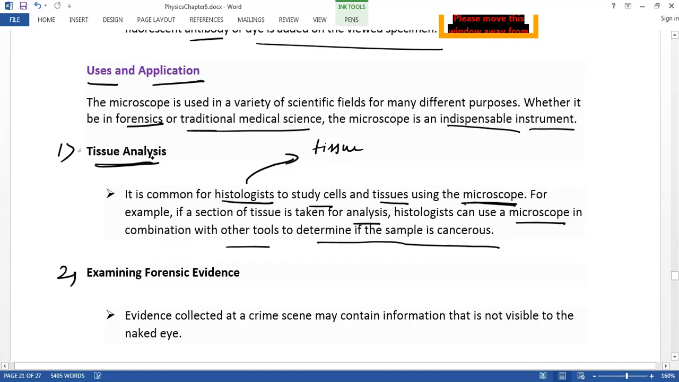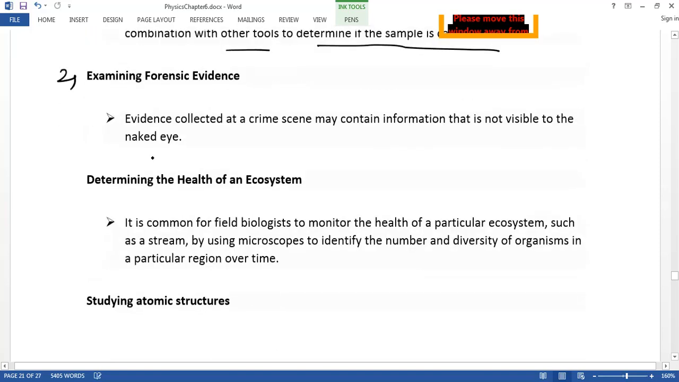Let us move to the next application, that is examining forensic evidence. Examining forensic evidence means examining evidence collected from a crime scene. The evidence collected from the crime scene may contain information that is not visible to the naked eye.